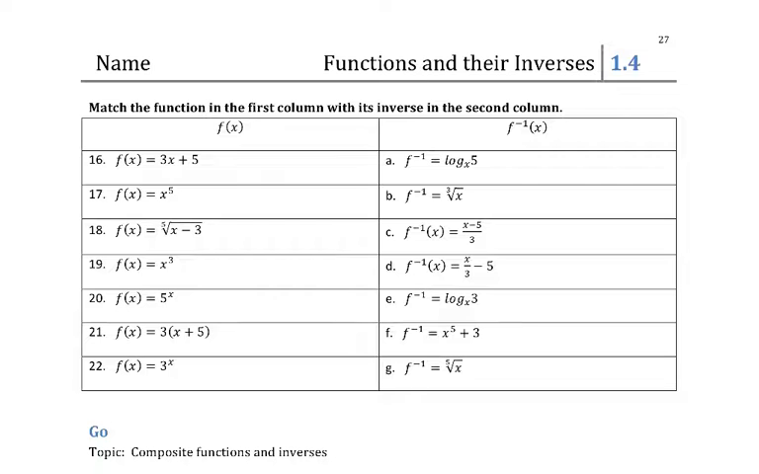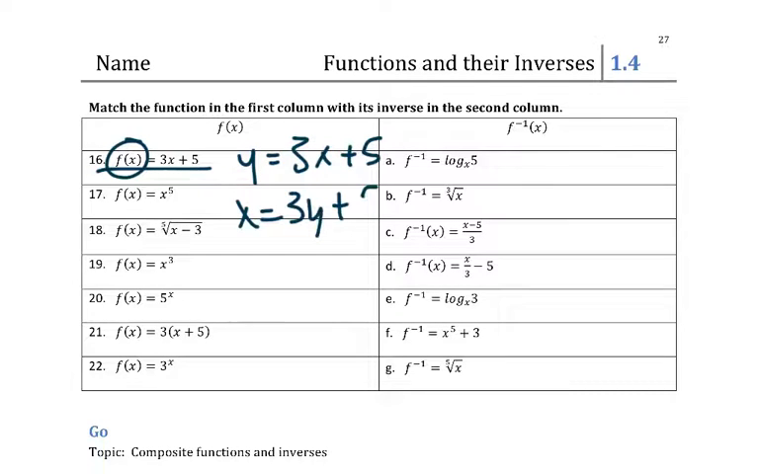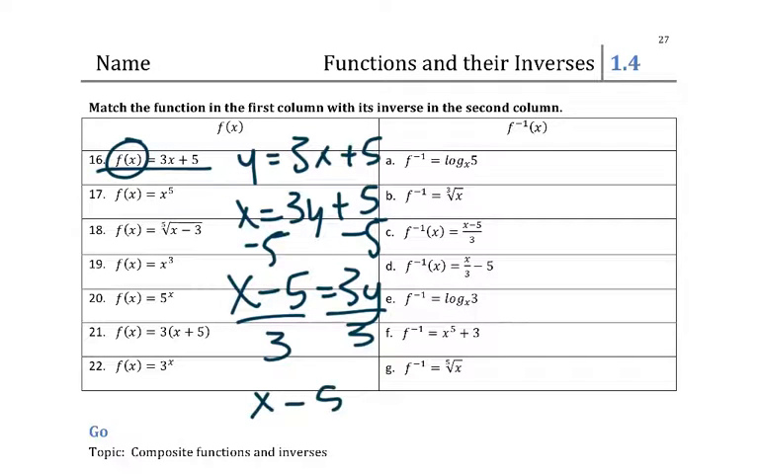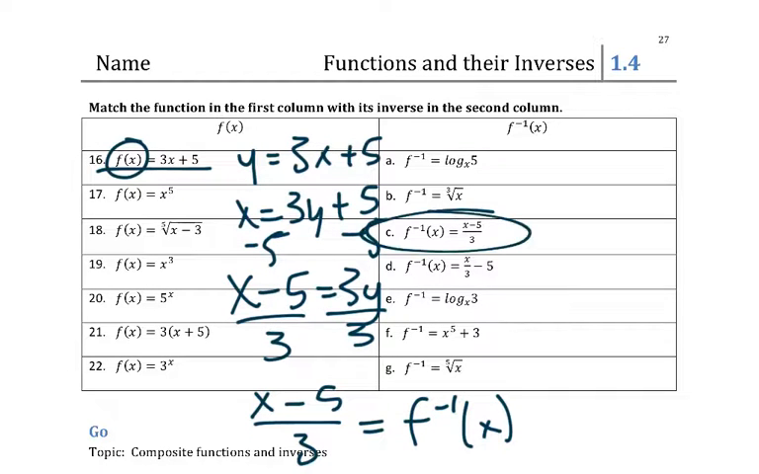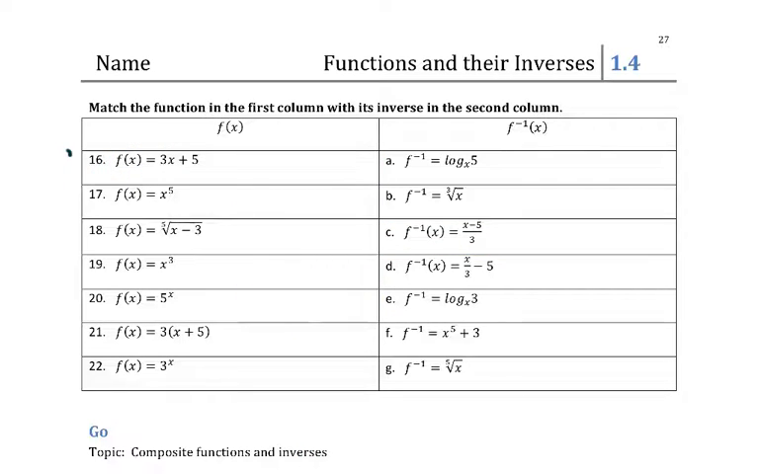Alright, now let's actually match up some functions with their inverses. Easiest way to do this is just find the inverse. So remember, to do that, make the f of x y, then we swap the x and the y, and we simplify. Well, by simplify, solve for y. So we subtract by 5 to get x minus 5 equals 3y. Divide everything by 3. We get x minus 5 over 3 equals y. Which then we could change to our inverse function, right? So that would be this one right there. So for 16 we would get C.